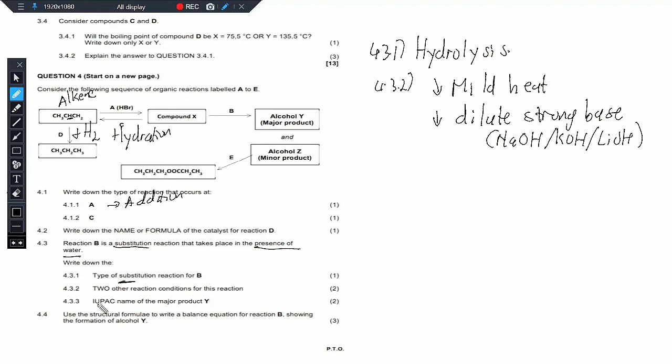And then 4.3.3 says, IUPAC name of the major product Y. This is it here. So at this point, we have our compound X that is coming from here. And then we want to form an alcohol on this. Note that already here we have an alkane, and then we are trying to form an alcohol, so we are still on hydrolysis, right? So to form a major product.